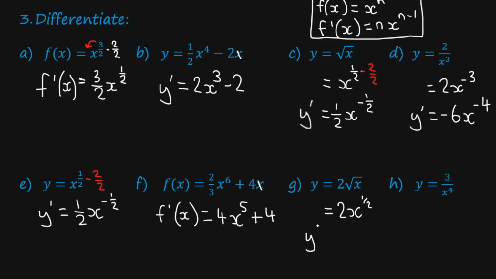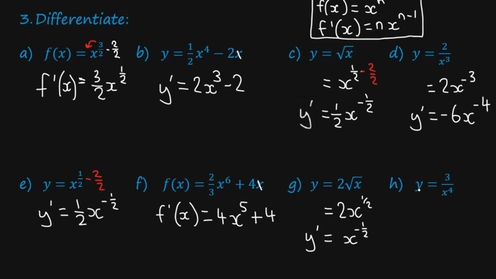So now we can differentiate it. We can go y prime equals 2 times a half, which is just going to be 1. Okay, so I'll just leave that off actually. And we go x, and then we subtract 1 from that, which is going to be minus a half. Okay, so 1/2 minus 1 is going to be minus a half. And that's it. Okay, so x to the power of negative a half.